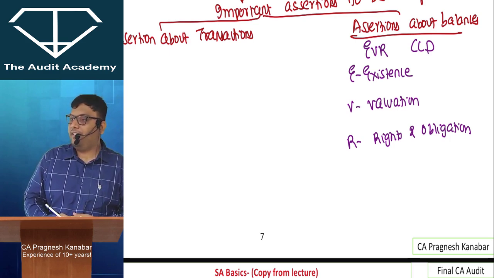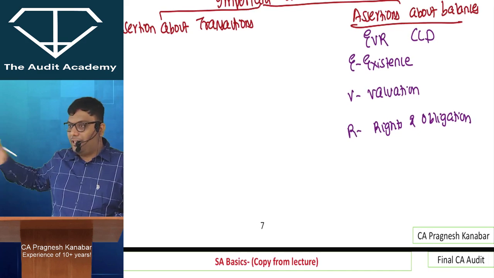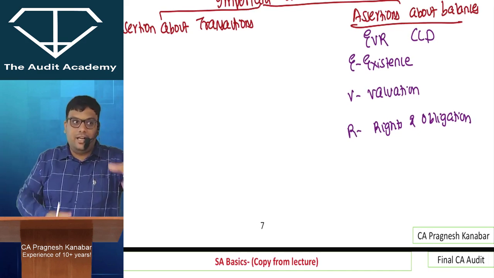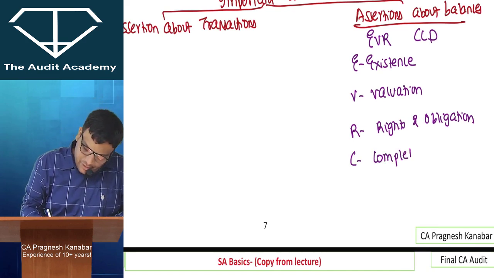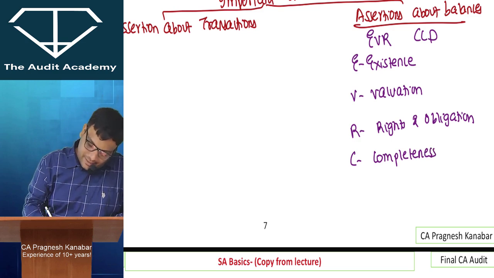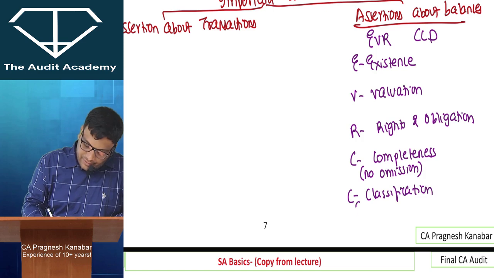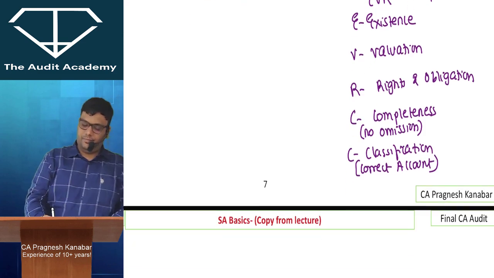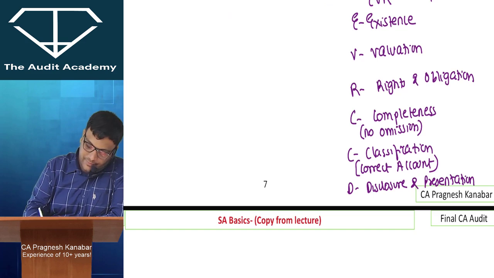Existence, valuation, rights and obligation. These words are self-explanatory. You don't want me to explain the word existence, whether this is in existence or not? Alright. Then CCD. But there are some words which final year students end up misunderstanding, like completeness. So for completeness, please write down that there should be no omission. Like classification, they mix classification with presentation. Classification, whether it is in correct account or not. And D, disclosure and presentation, or presentation and disclosure. That is just your format and notes to accounts.